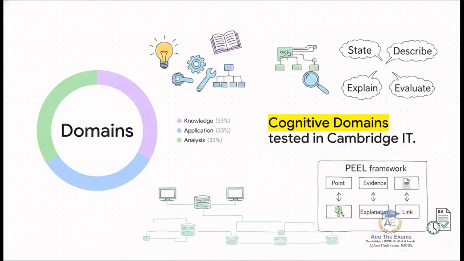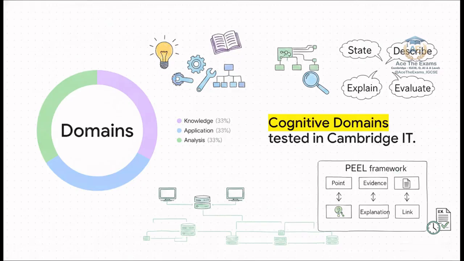To conquer these higher cognitive domains, you must decode the command words in the prompt. Does the question say state? Does it say describe, explain, or evaluate? These aren't just random words. They are specific instructions telling you exactly how deep to go. Top students don't just write down everything they know.